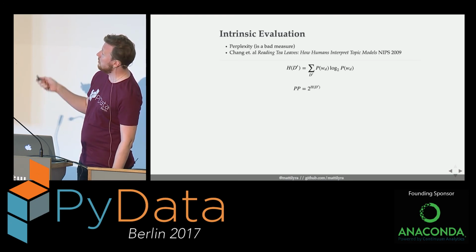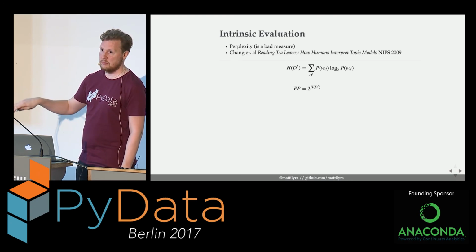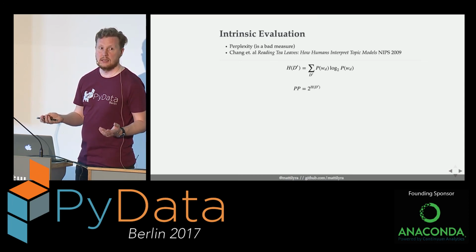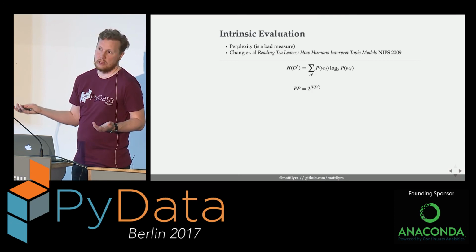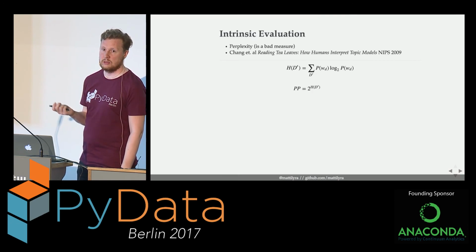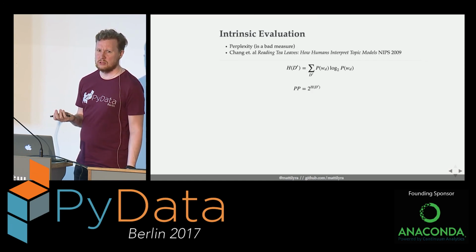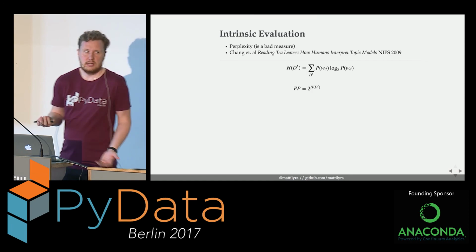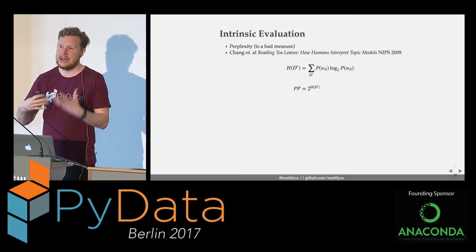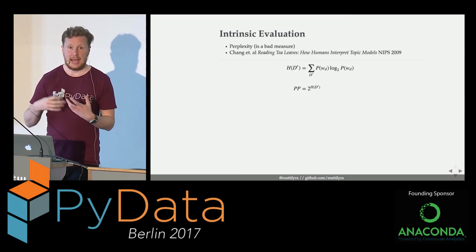That's just the log likelihood of some held out data. So D prime here is data that your model hasn't seen before. Now, if you have a model that always predicts cat, and you have a held out corpus that only contains the word cat, well, then your log likelihood is going to be good. But that's not a particularly good topic model. So this measure doesn't tell you anything of how well the semantics of the corpus have been captured.